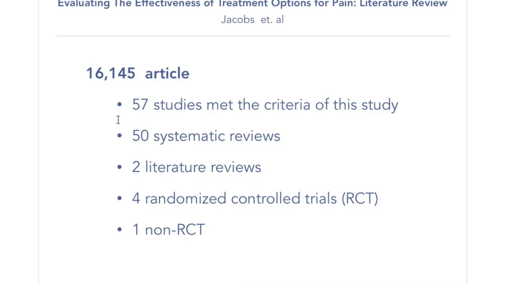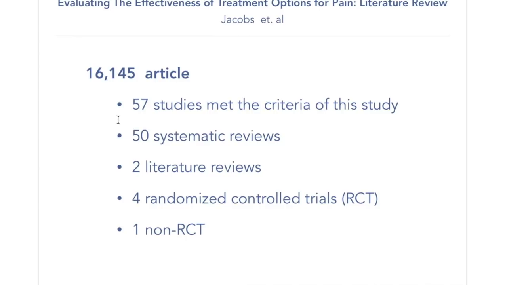But when the researchers could not find systematic reviews for a certain modality, they looked at literature reviews. They included 2 literature reviews. When they could not find a literature review or systematic review, they went down the list to randomized controlled trials and then non-randomized controlled trials. So the strength of the studies goes: systematic review, literature review, randomized controlled trial, non-randomized controlled trial.